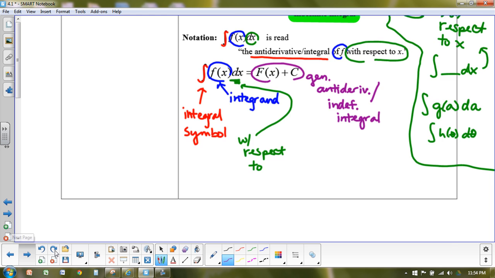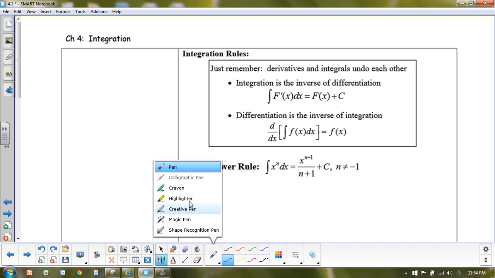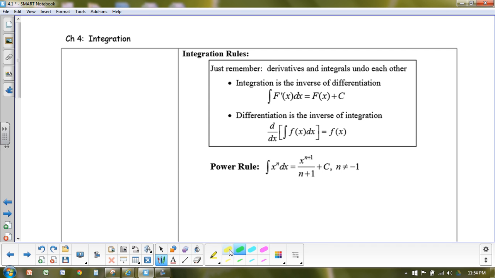Okay, next part. So we've gone over vocabulary. Now just some things to remember. We talked about this yesterday in class. Really connecting this idea that derivatives and integrals undo each other. So derivatives go one direction, integrals help you backtrack, go the other direction. Integration is the inverse of differentiation. Differentiation is the inverse of integration.